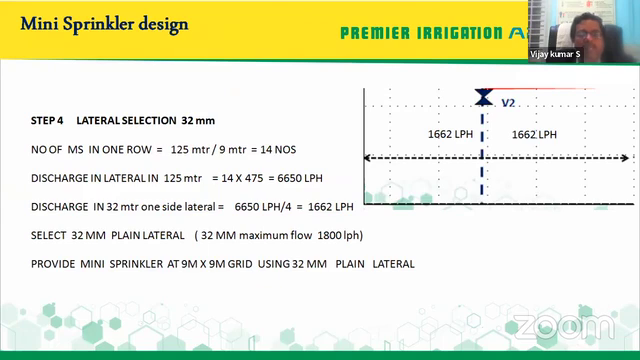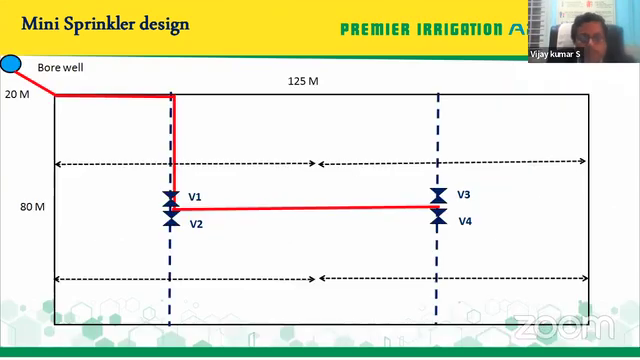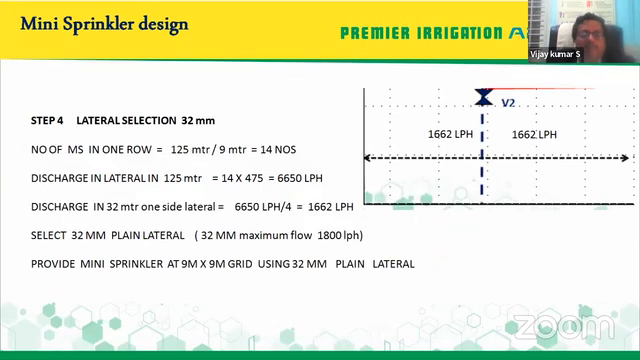Now, if I calculate how much water will flow in the lateral, you know the length of the lateral is 125 meters, the total length. So 125 meters, if I divide it by 9 meters, which is the distance between each sprinkler, you are going to get 14 sprinklers from one end to the other end. And each of the 14 sprinklers is going to give a water of 475 liters required. So it works out to 6,650 liters.